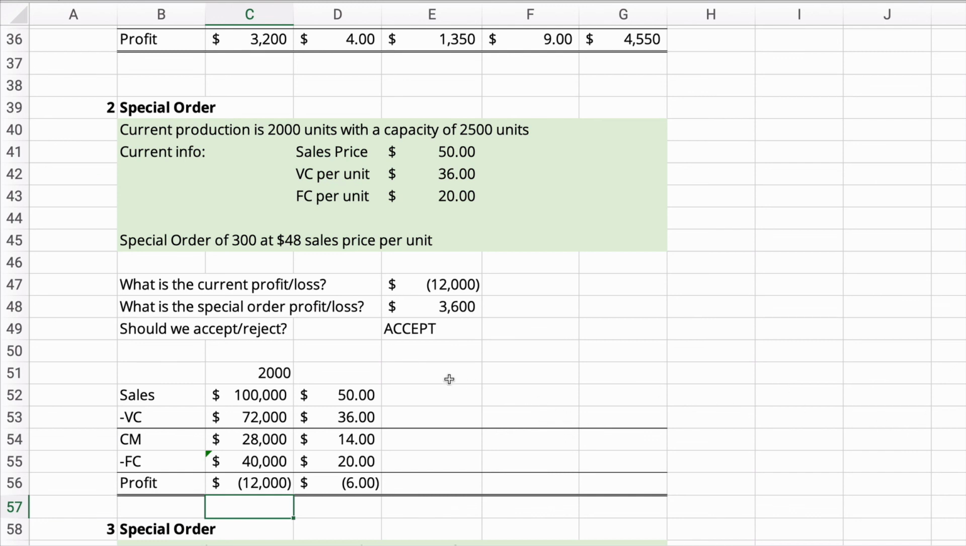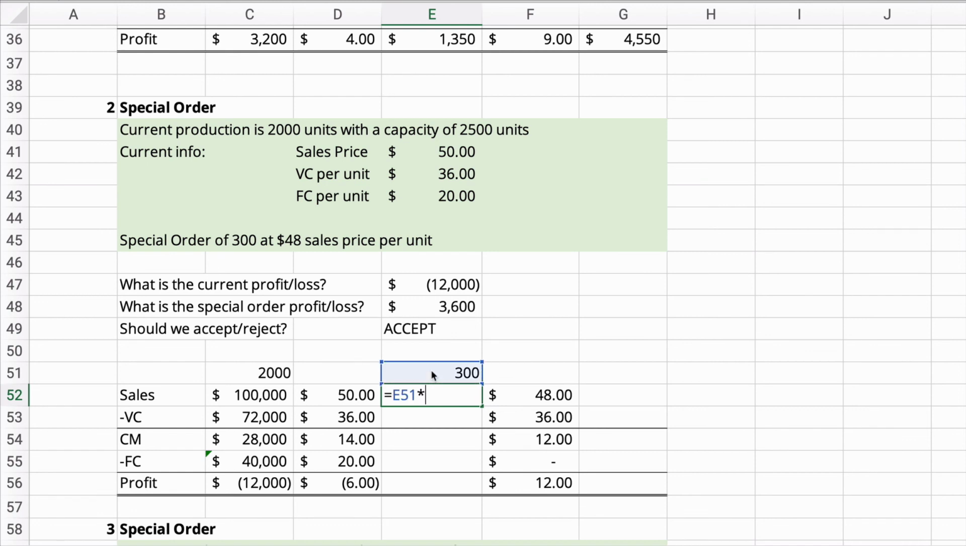All right, on the special order, we have 300 units. And remember, we're going to sell at $48 each, something that costs us 36. We're going to make 12, and we know that the fixed cost will not increase. So we're going to make $12 per unit.